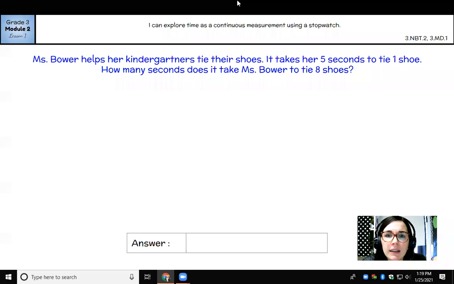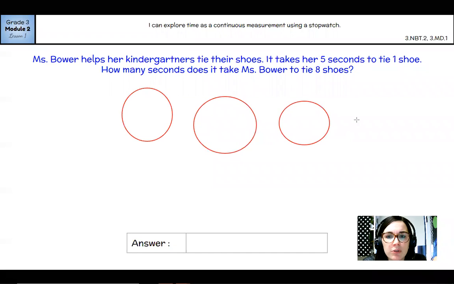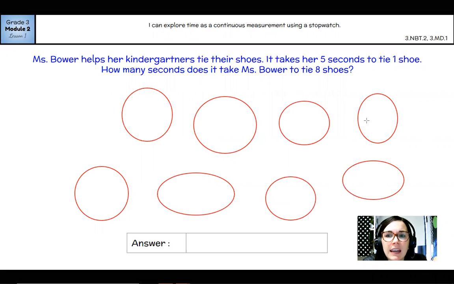So I am going to add in some groups to represent kids, or to represent shoes. So how long does it take her to tie 8 shoes? So 1, 2, 3, 4, 5, 6, 7, 8, and it takes 5 seconds for each shoe, right? So if I use a star stamp, and each star represents 5: 10, 15, 20, 25, 30, 35, 40.